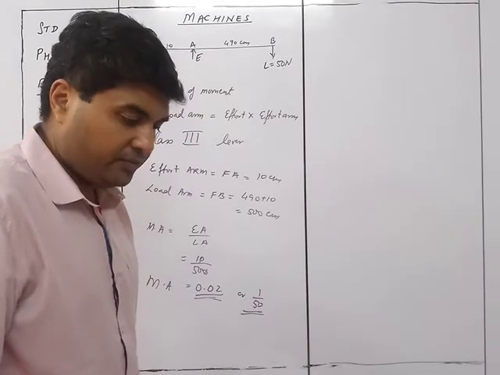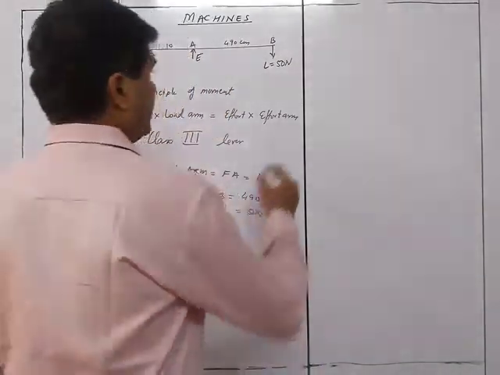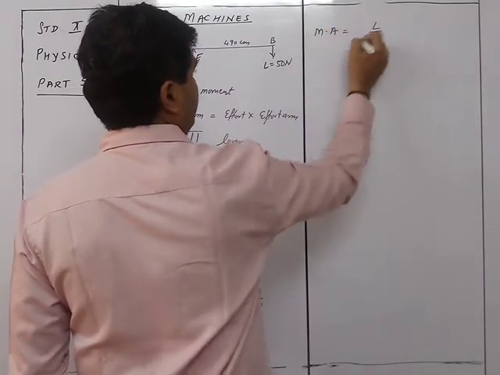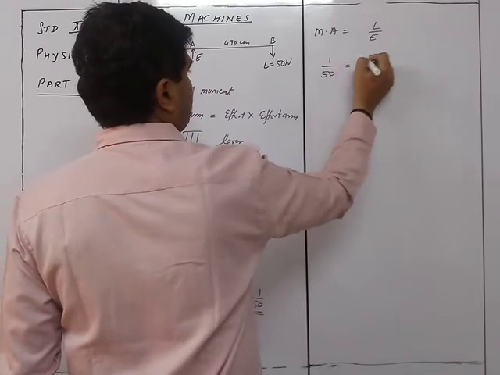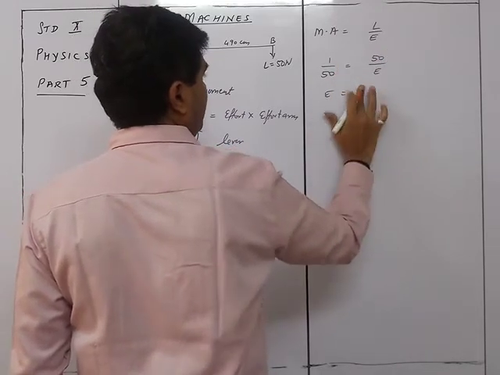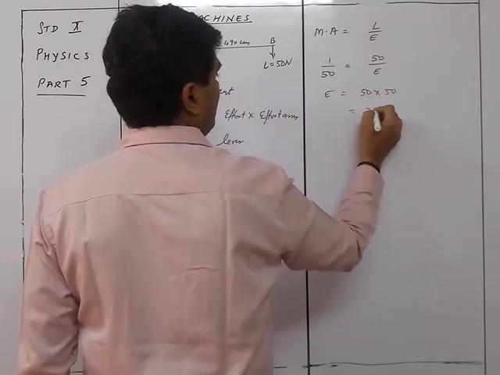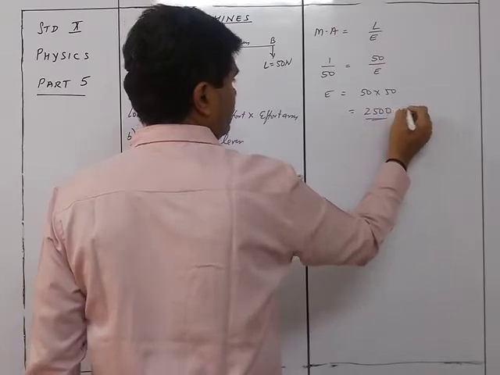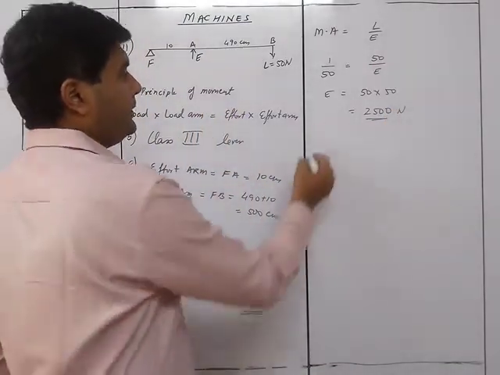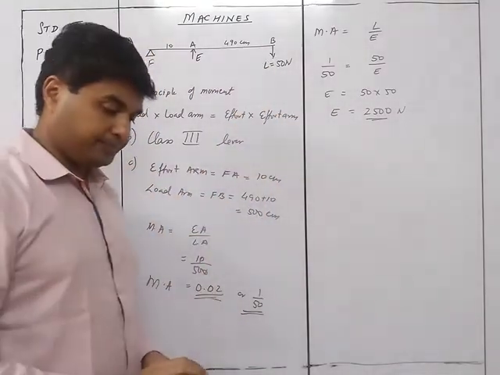Okay. Finally, the minimum effort required to lift the load. So now we know that mechanical advantage is equal to load upon effort. So 1 upon 50 is equal to load of 50 upon effort. So effort is equal to 50 into 50, which is 2500 Newton. So 2500 Newton is the effort required to lift the load of 50 Newton from this point.